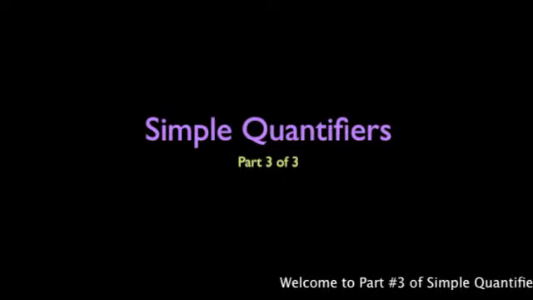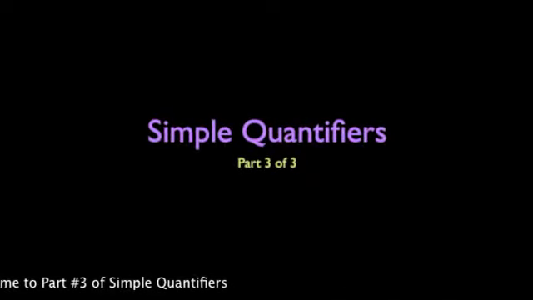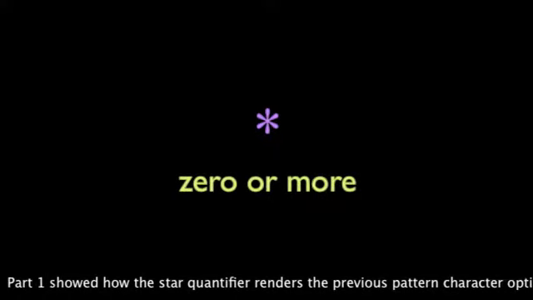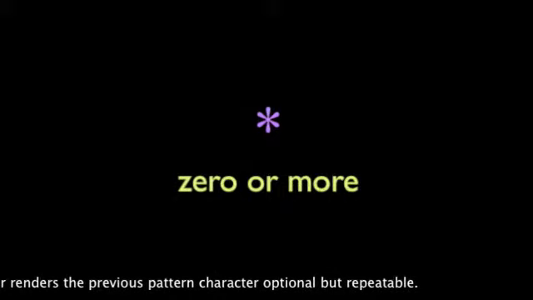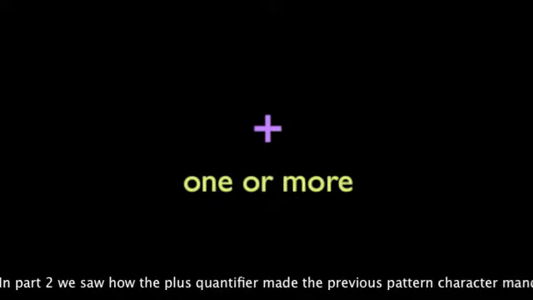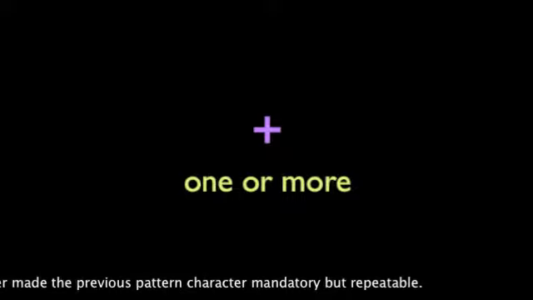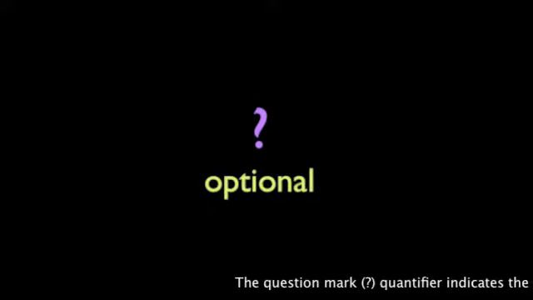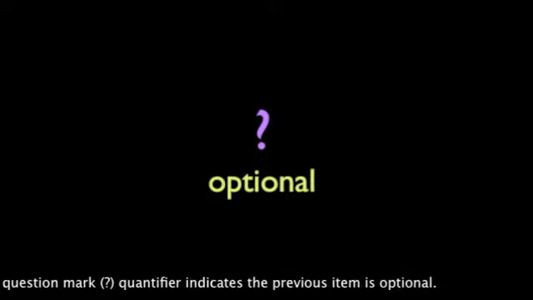Welcome to part 3 of simple quantifiers. In part 1, we saw how the star quantifier renders the previous pattern character optional, but also repeatable. In part 2, we saw how the plus quantifier made the previous pattern character mandatory but repeatable. The question mark quantifier simply makes the previous pattern character optional.